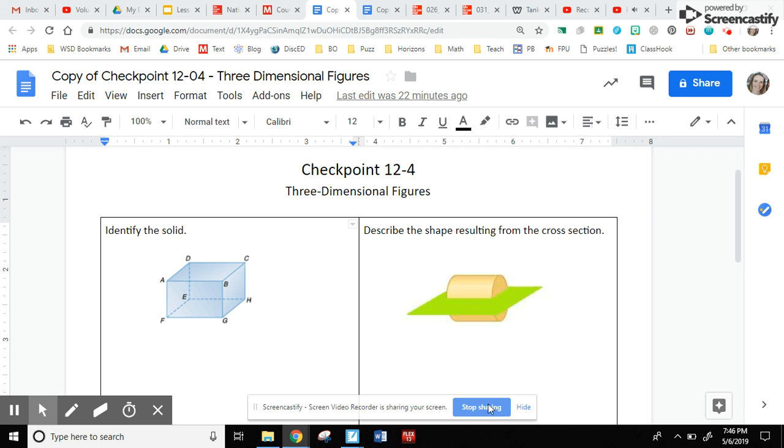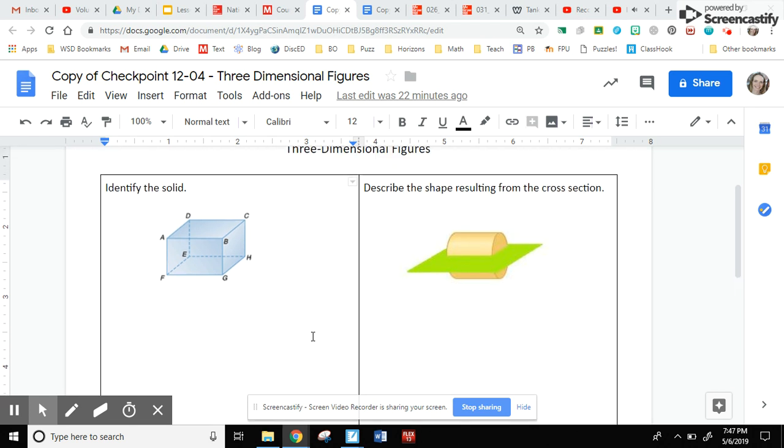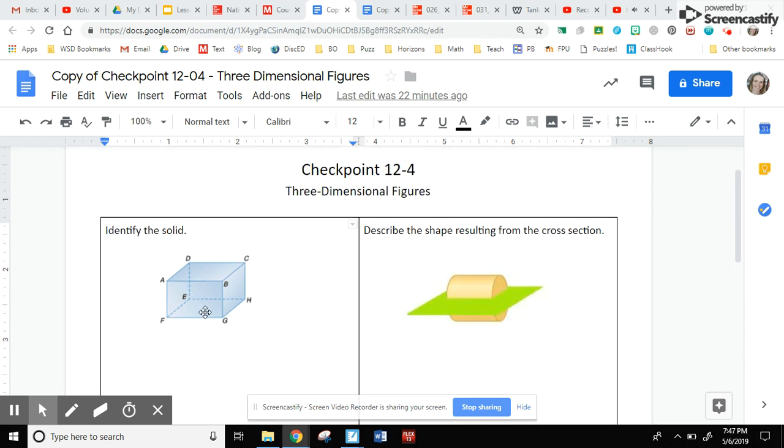Good morning, and here is some review on where we stopped off before statistics, working on the volume and surface area of rectangular prisms. So our checkpoint 12.4 is just a quick review of 4 questions in order to remind ourselves of what's going on. So here is what your solid should look like on the copy that did not copy very well on the copier.